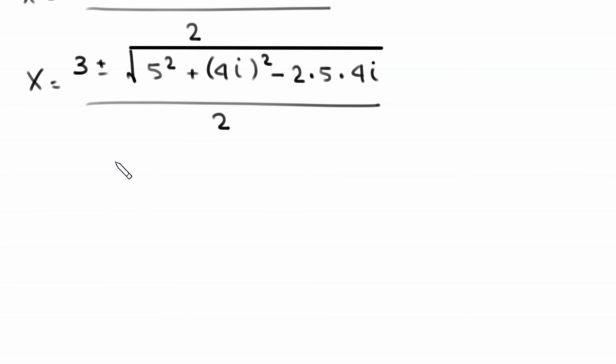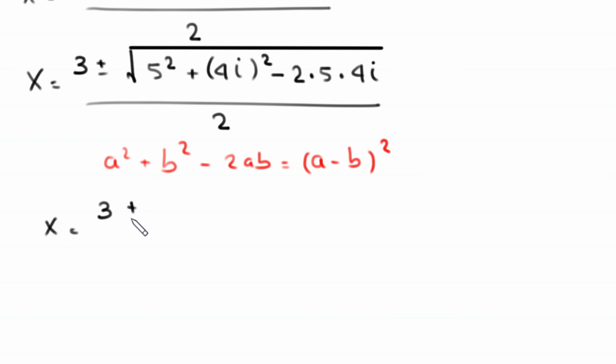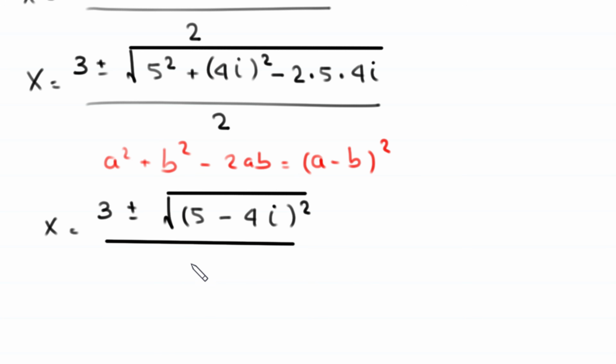By using this algebraic identity, a squared plus b squared minus 2ab equal to a minus b whole squared, this expression will become x is equal to 3 plus or minus the square root of 5 minus 4i whole squared, divided by 2, and this square will be cancelled with this square root. We are left with x is equal to 3 plus or minus 5 minus 4i, divided by 2.